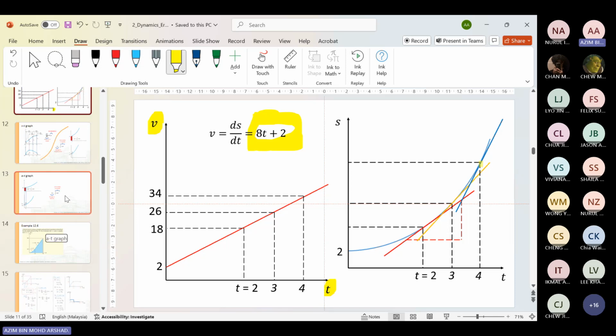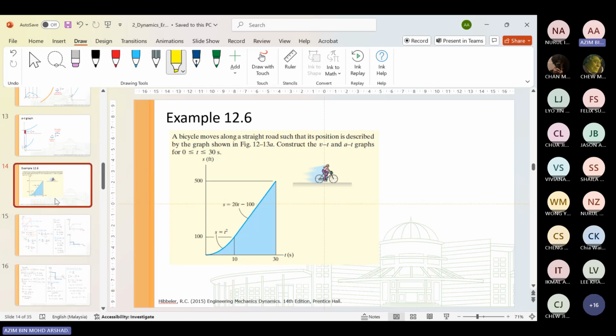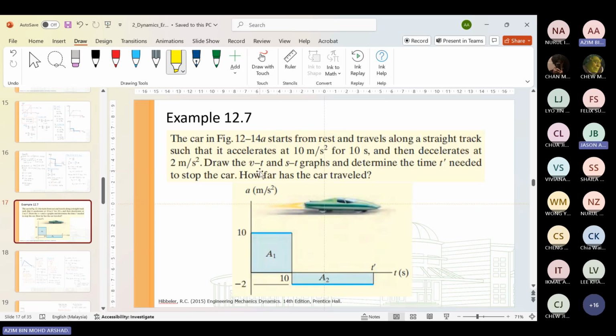Now, let's take a look at one example. Okay, this example here. Oh, sorry, we did this, right? Did we discuss this during class? Let's do this one. Okay, let's do this one.